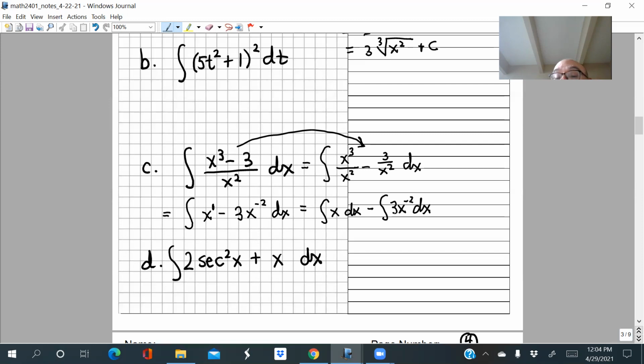Now, guys, this one I think is pretty easy. What can we do with the 3 now? That's a constant. So what did I just say? When you're having an integral with a constant in it, what can you do with the constant?